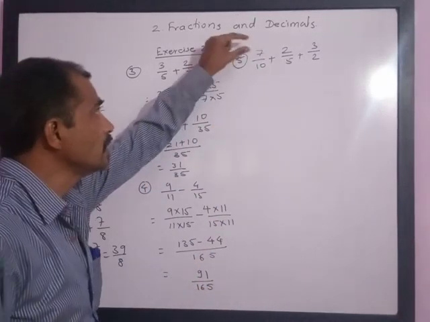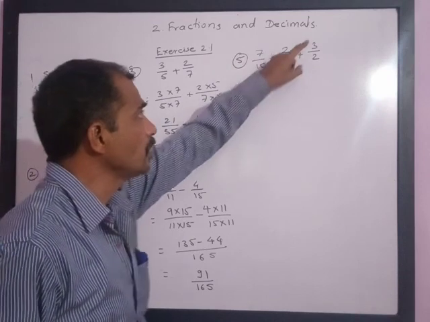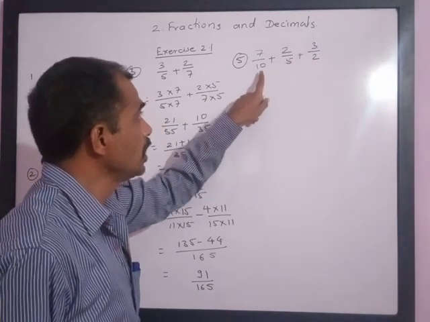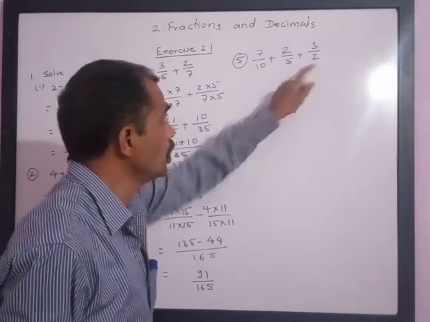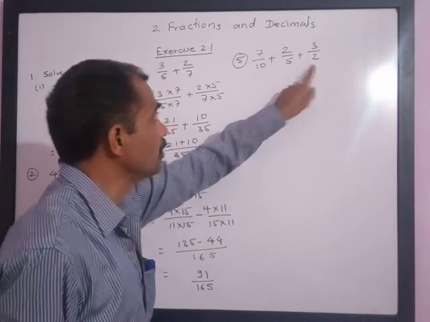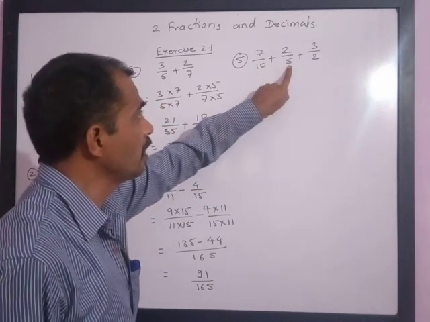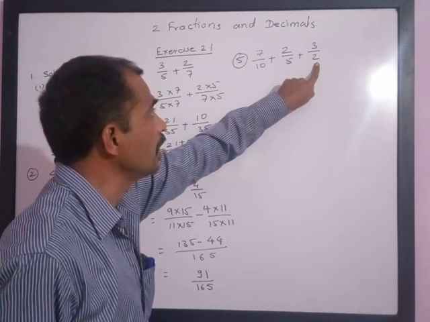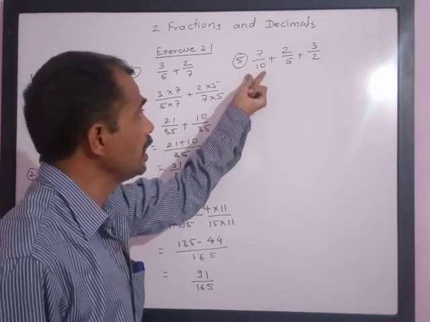Next question is 7 upon 10 plus 2 upon 5 plus 3 upon 2. Please note this is 10, 5, 2. So LCM can be 10. If you take 10, this can be converted into 10. This also can be converted into 10. So we will take the LCM as 10.